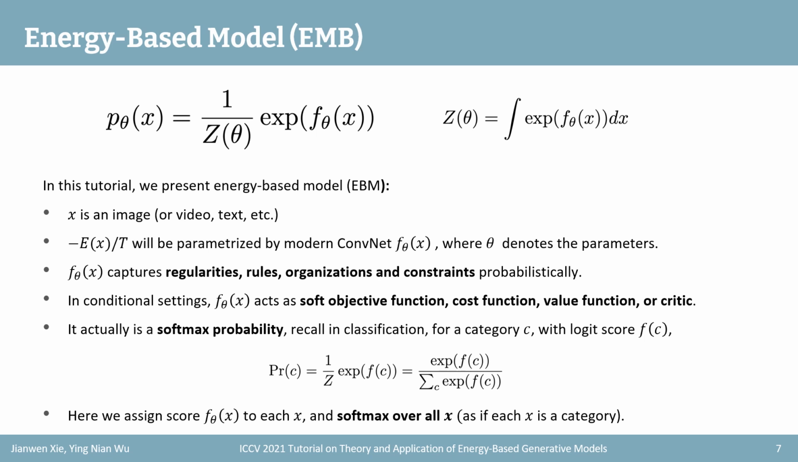In conditional settings, f of X acts as a soft objective function, cost function, value function, or critic. It actually is a softmax probability. Here, it assigns score f of X to each X, as if each X is a category.